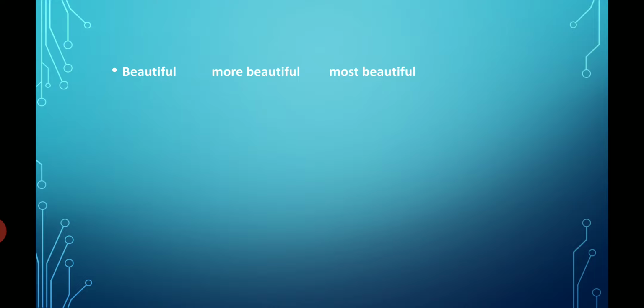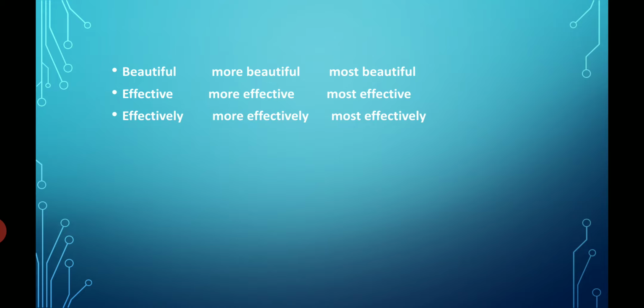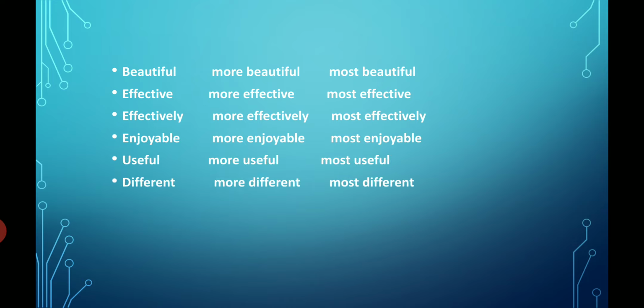Now there is one more way to compare things, when we don't say big, bigger, biggest, or beautiful, beautifuler, and beautifulest, but we say beautiful, more beautiful, and most beautiful. Effective, more effective, and most effective. Similarly, you can see there are so many examples like useful, more useful, and most useful.